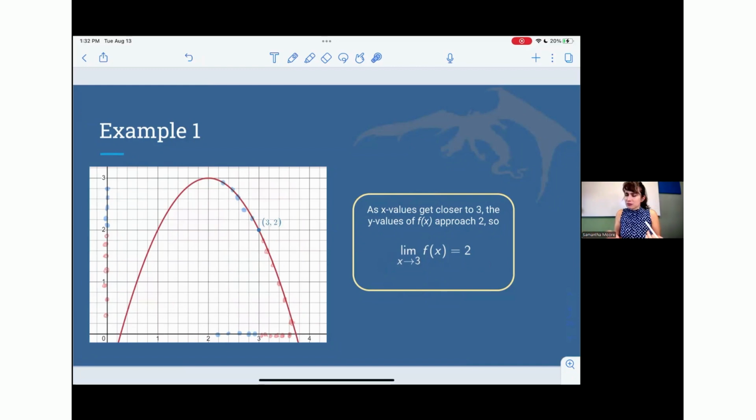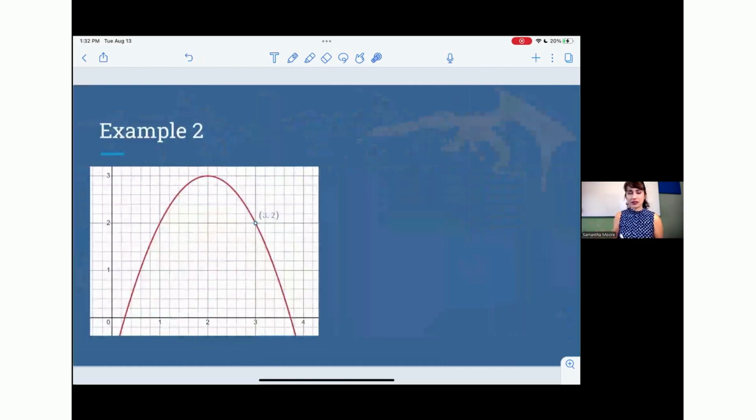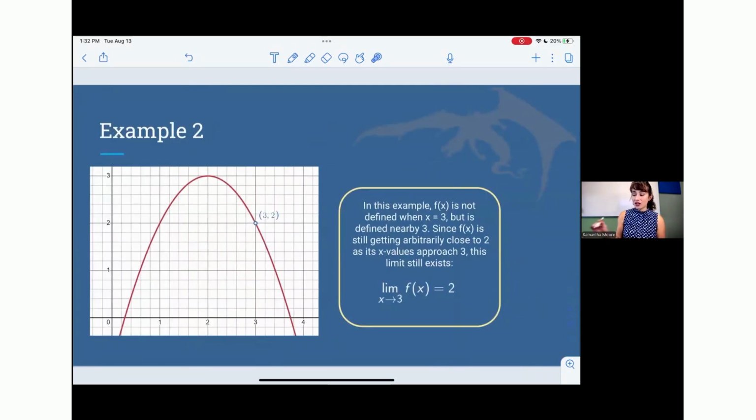Now, okay, this seems pretty intuitive because our function, our y value at 3 is 2. So that feels like a very reasonable thing to say. And so here's an example, just slightly altered, where it's still true. In particular, our function is now not defined at x equals 3, but the limit as x approaches 3 is still going to be 2.